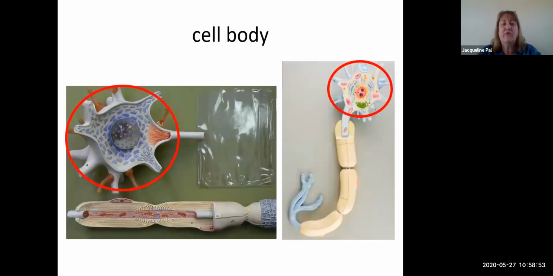Okay, so the first part, the main part of the neuron, is called the cell body, and this is where the vast majority of the organelles are located, including, for instance, things like the nucleus, Golgi apparatus, and all the other organelles that you would associate with a cell.